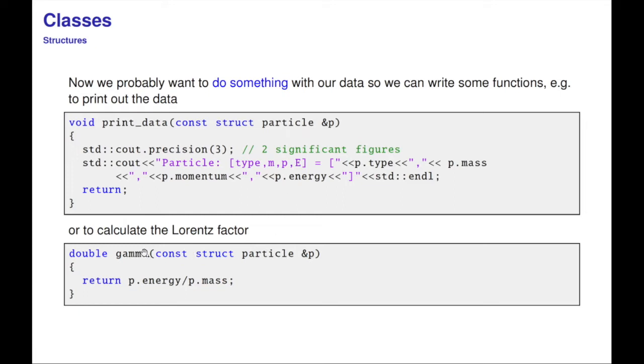Similarly, we could declare a function that calculates the Lorentz factor by just calculating the ratio of energy over mass, and that would be a really useful thing as well. Again, there's a const over there. We almost always use a reference over here because these objects become complicated. There will be lots of copying going on if we didn't do that.